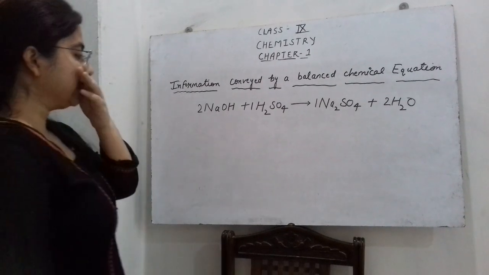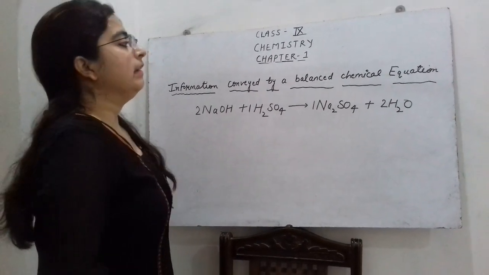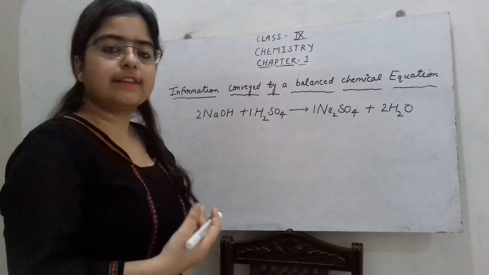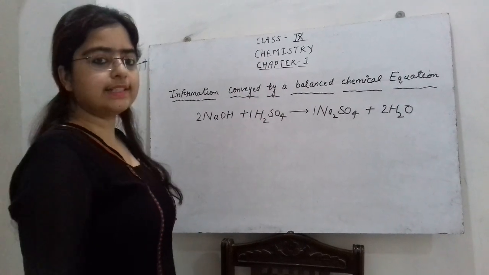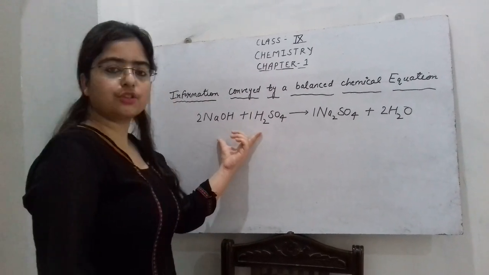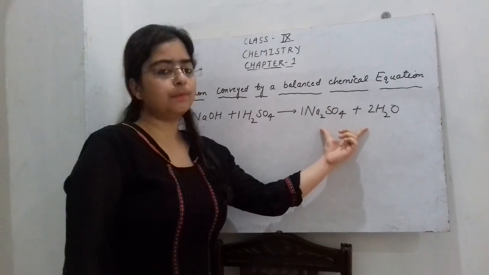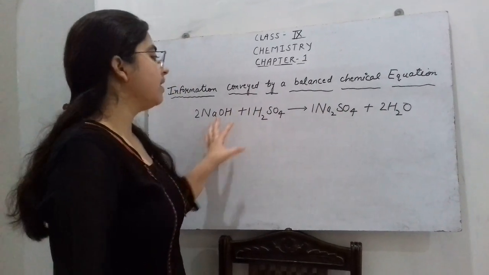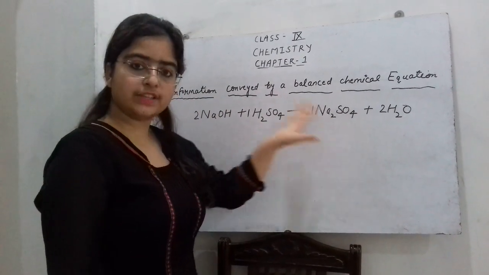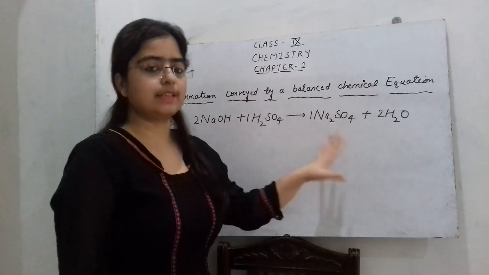Then also, a balanced chemical equation follows the law of conservation of mass, which states that the total mass of the reactants is equal to the total mass of the products. Mass on both sides of the substances remains the same.